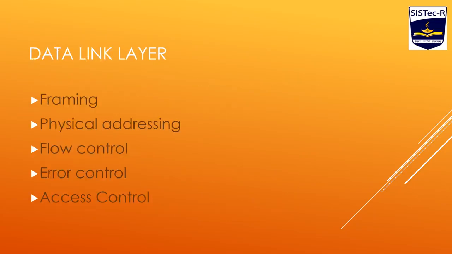Now the second layer is the data link layer. Here are some services which will be provided by the data link layer. First one is framing, physical addressing, flow control, error control, access control. What is framing? The data link layer divides the data received from the upper layer. What is the upper layer? The network layer. Whatever data is received from the network layer, the data link layer will divide the data into data units called frames. So this is called framing.